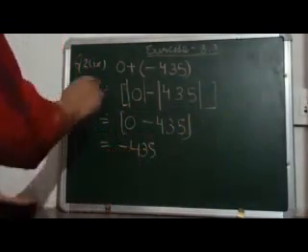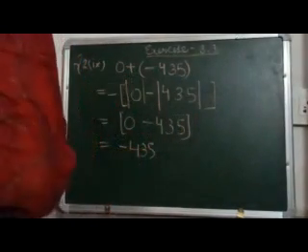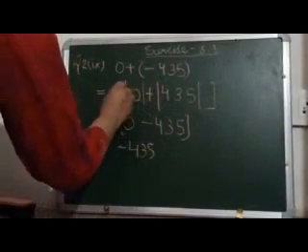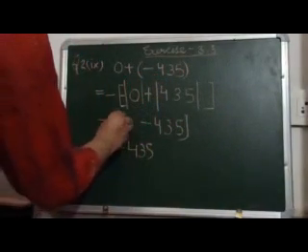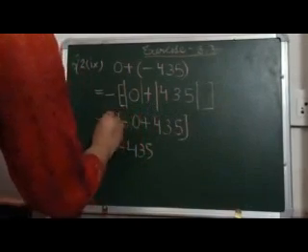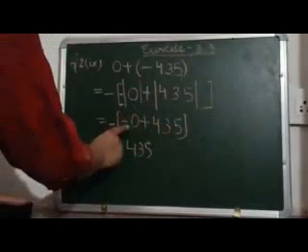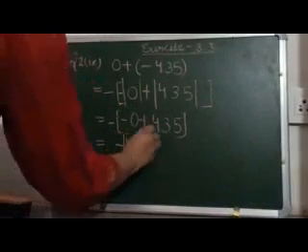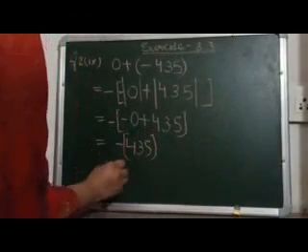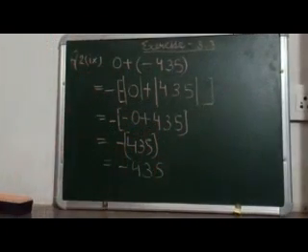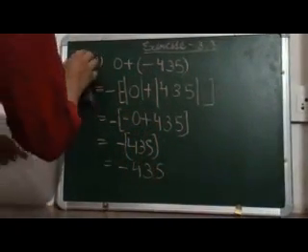Or you can take minus as common. So here the sign will change to addition, and minus will come here. So it will become minus, 0 plus 435. So now 435 minus 0 will give us 435, and minus we were having outside the bracket, so the answer is minus 435. Next, question number 3.